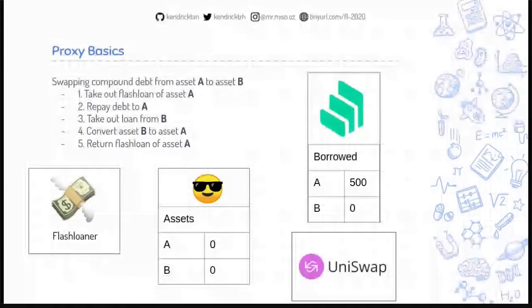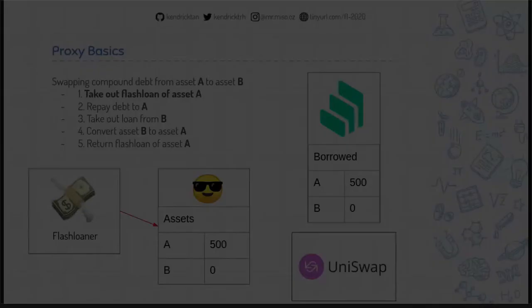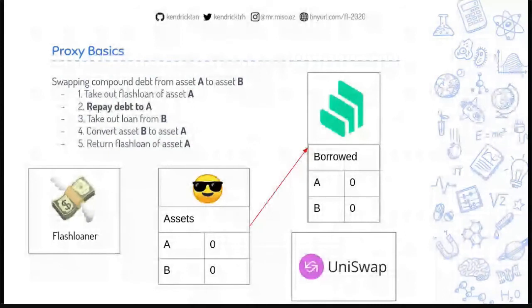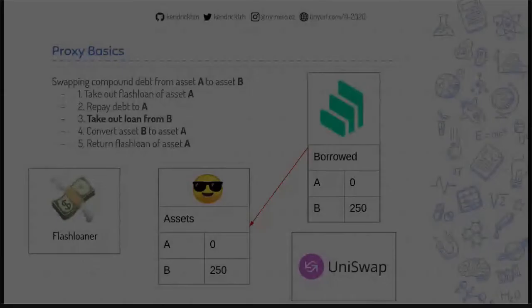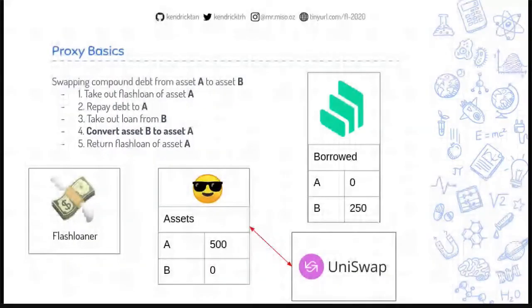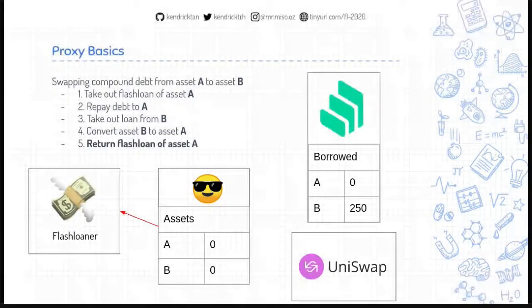So a really, really good use case is, say, if I want to swap compound debt from asset A to asset B, which requires 5 separate transactions. I would first need to take out a flash loan of asset A. I would then need to repay the debt to A on compound, take out a loan from B on compound, convert asset A to asset B, sorry, there's a typo, and then return the flash loan of asset A to the flash loaner.